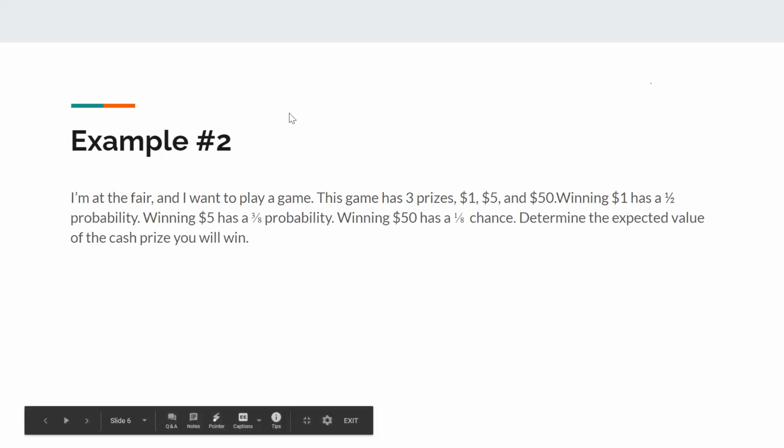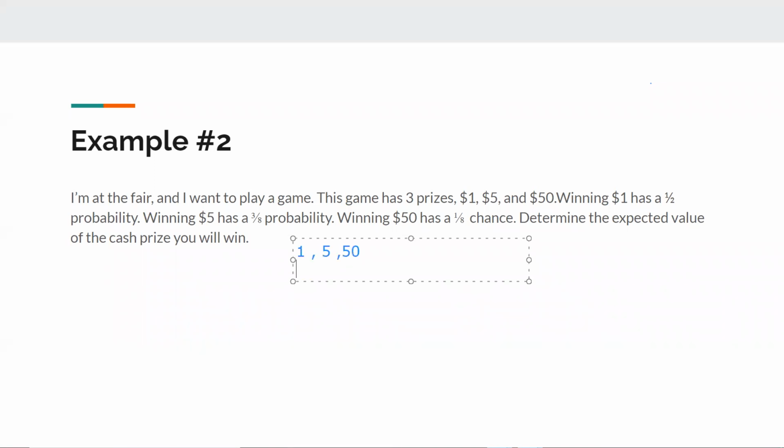All right, so let's first list out all the different values. I can win $1, $5, or $50. And I want the probabilities now. So for $1, I know that the probability is 1/2 since it's given. $5, 3/8, and $50, 1/8. All right, so now that I listed out these basics, I should be able to find it. So 1/2 times 1 is 1/2. 5 times 3/8 is 15/8. And 50 times 1/8 is 50/8.